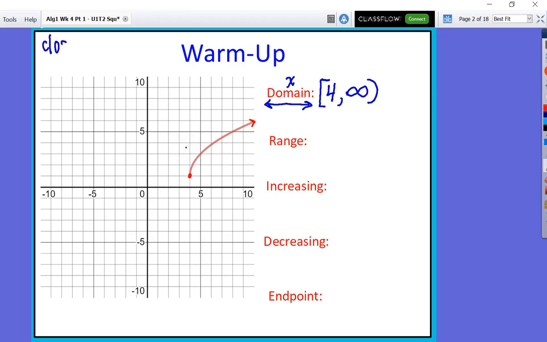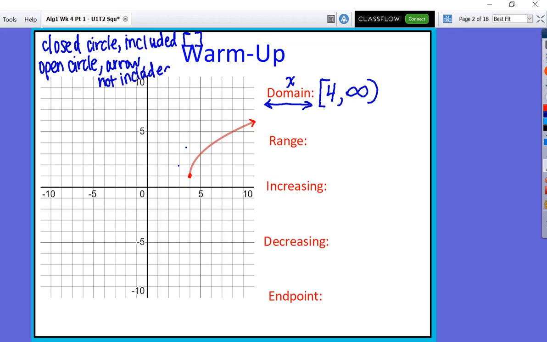Whenever you have a closed circle, something that is included in the graph or on a solid line, that's going to use your square brackets. If it is an open circle, meaning not included, or if it's an arrow because it's going on forever and ever, like an infinity, that is not included. In this case, we use the parentheses to say non-inclusive. All right, just as a refresher.